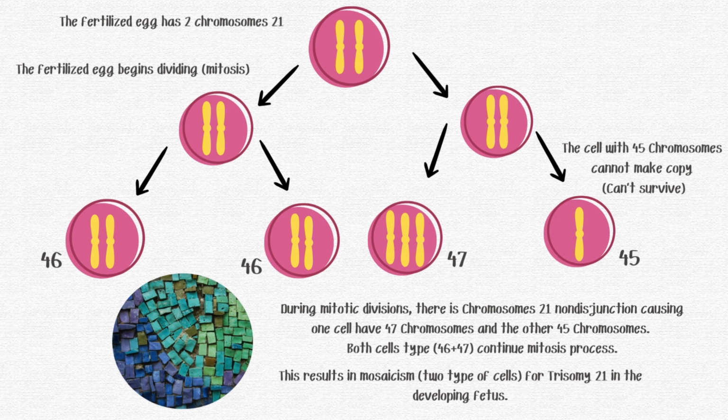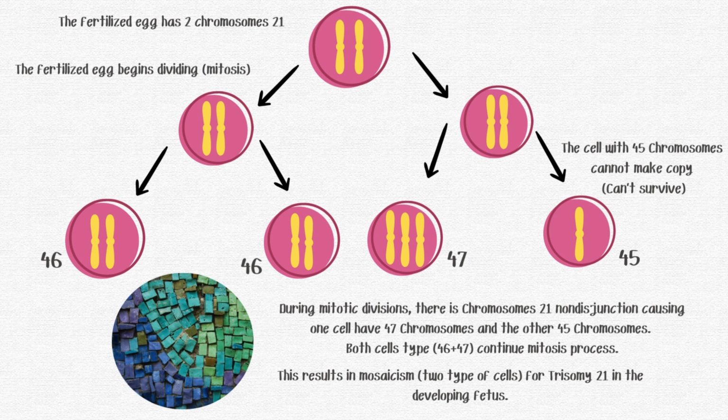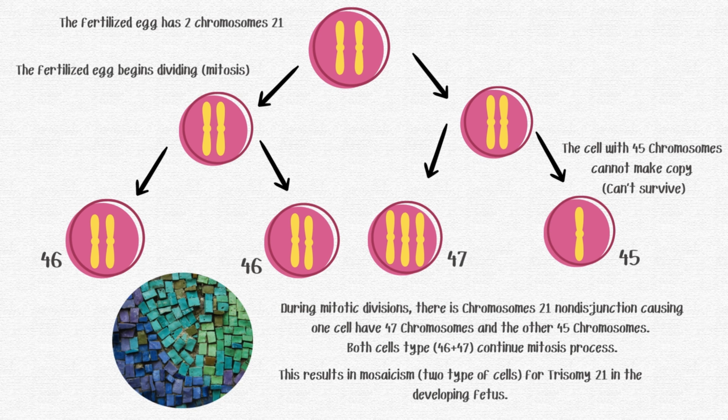The diagram shows the fertilized egg has 2 chromosomes 21. During mitotic division, there is chromosome 21 non-disjunction, causing one cell to have 47 chromosomes and the other 45 chromosomes. However, the cell with 45 chromosomes cannot make copies, so it can't survive. So, both cell types with 46 and 47 chromosomes continue the mitosis process. This results in mosaicism for trisomy 21 in the developing fetus.